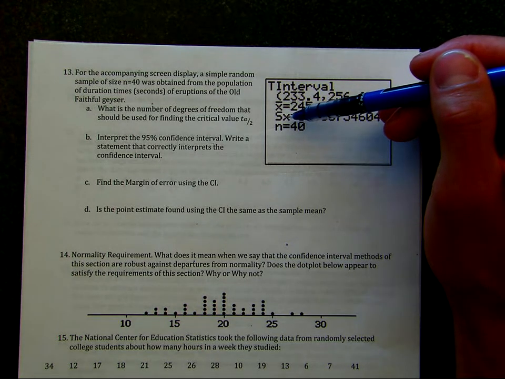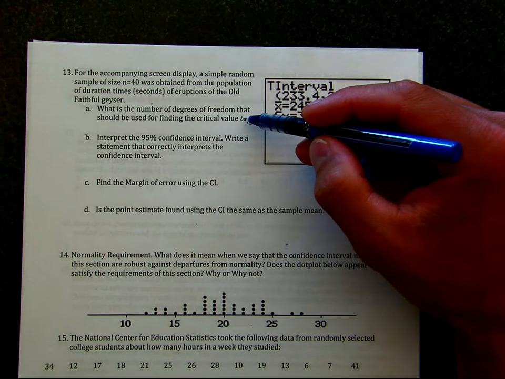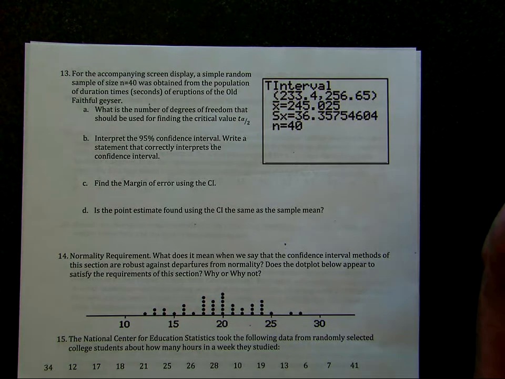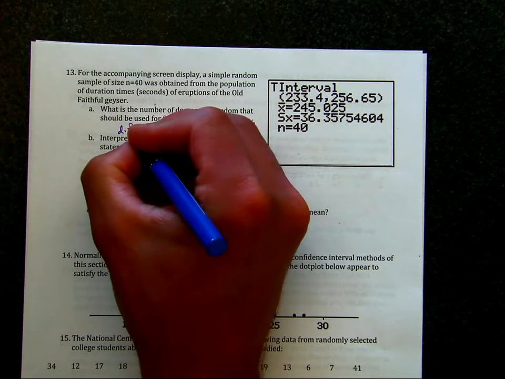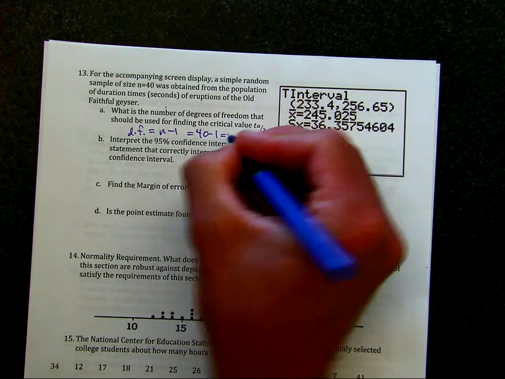All right, so A, we have what is the number of degrees of freedom that should be used for finding the critical value t alpha over 2. Notice that t alpha indicates the student t distribution. Well, degrees of freedom is n minus 1, so it's going to be 40 minus 1, which gives us 39. All right? Now, B says interpret the 95% confidence interval.